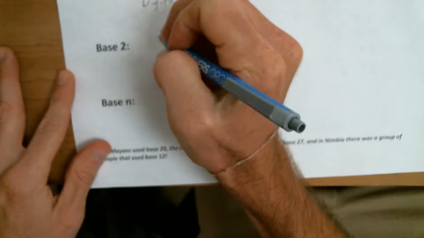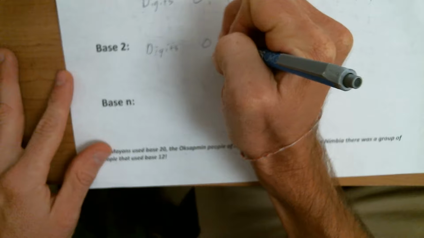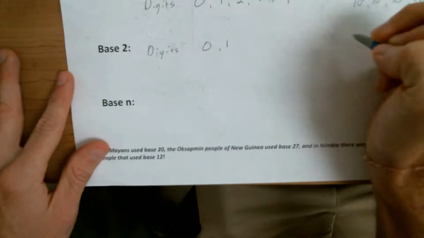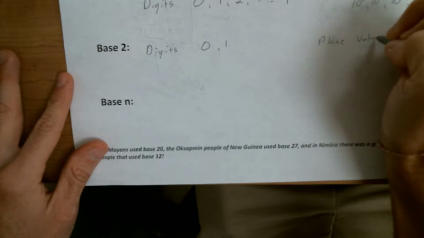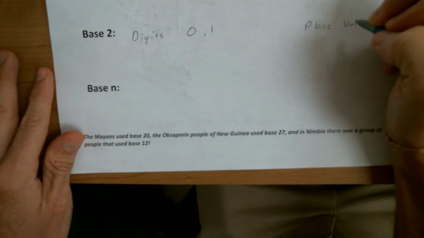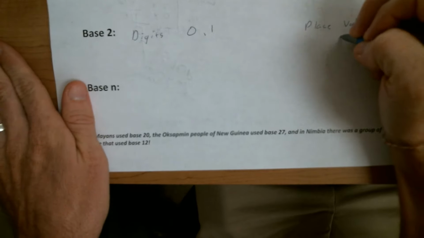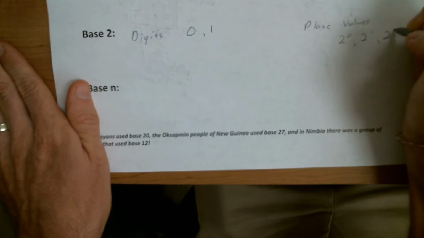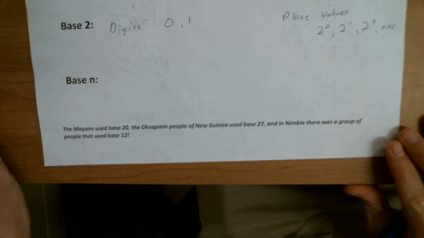Now, base 2, the only digits we get are 0 and 1. So we have 2 digits, but they are 0 and 1. And then our place values are all powers of 2. Even though 2 isn't one of our digits, 2 represents our place values. So we have the ones place, the twos place, the fours place, and so on and so forth.